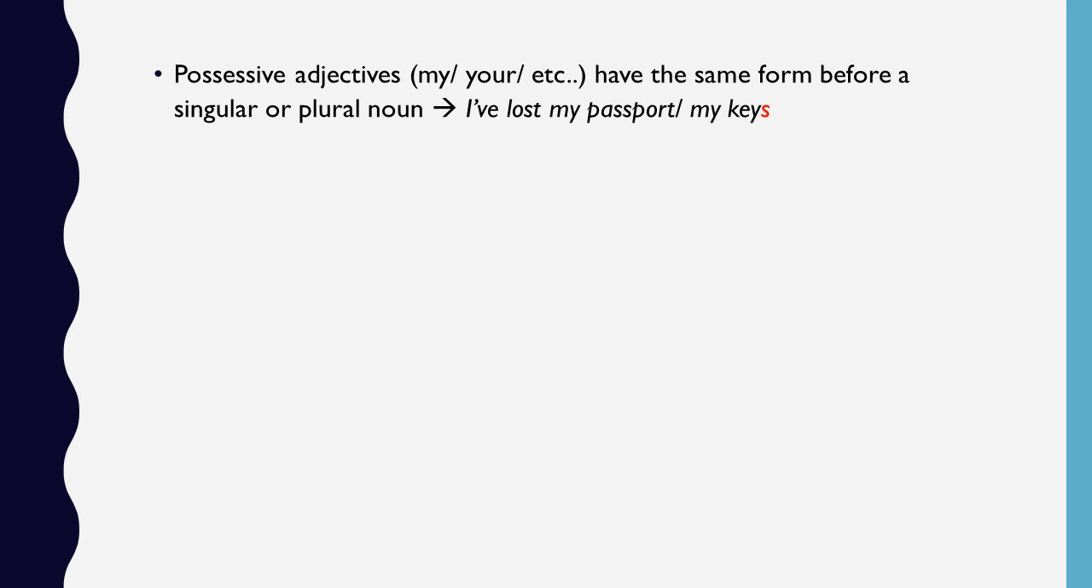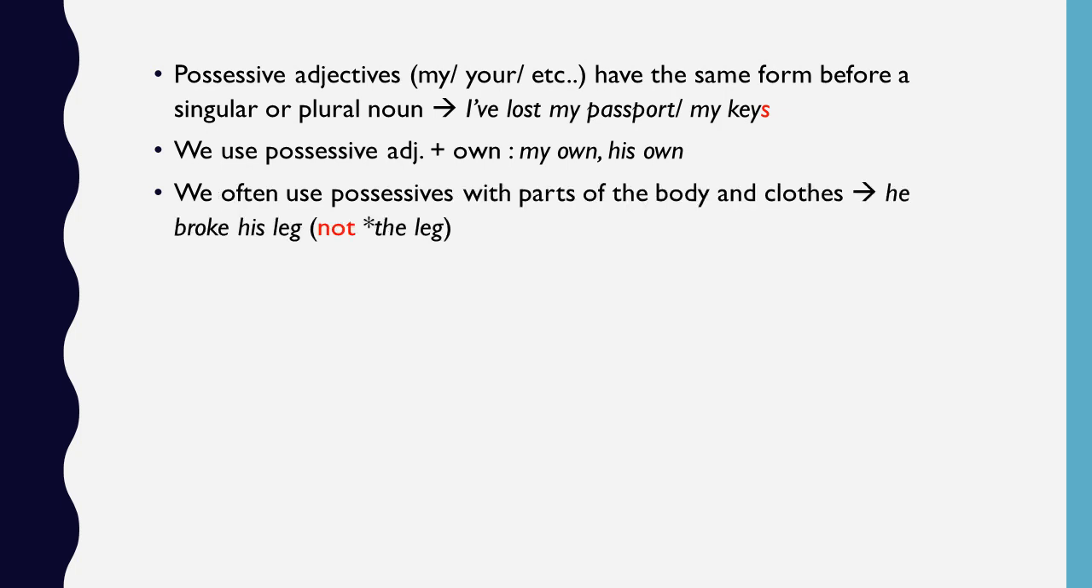Then we can say that possessive adjectives have the same form before a singular or plural noun. You can say, I've lost my passport or I've lost my keys. So my applies to both types of nouns, plural and singular. We use possessive adjectives plus own. We might say my own, his own, their own. We often use possessives with parts of the body and clothes. You can say he broke his leg and not the leg.